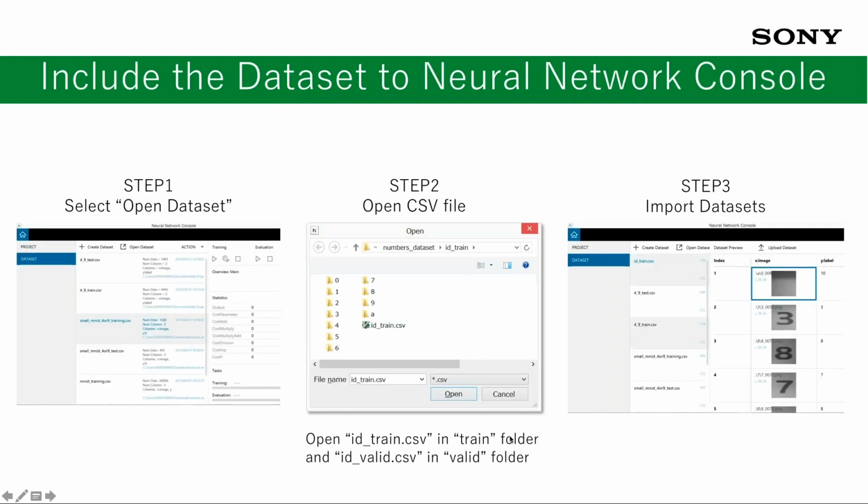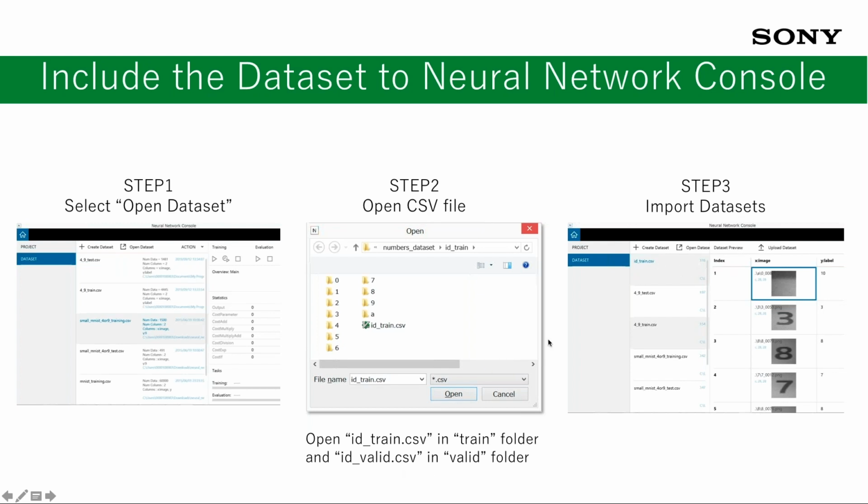And after you have that, you go to the tool, you open the NNC, and then you go through these 3 steps to bring that data set to NNC and start building your neural network. So the steps are, first you need to open it, second, when you open it, it gives you all of the CSV files, and at the end you can import it.